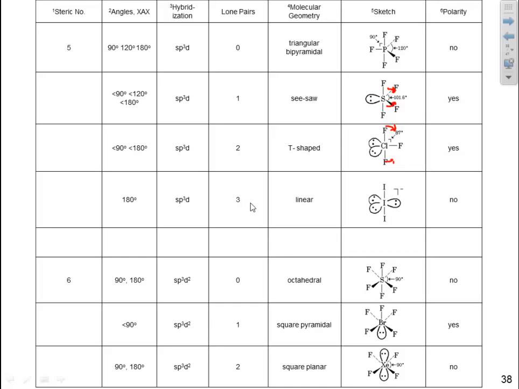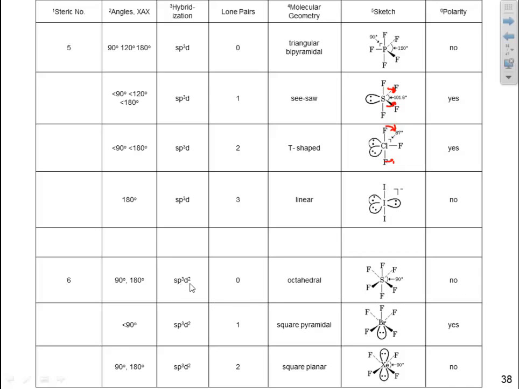What if you have three lone pairs? Well, that's all on the equatorial, so all you have is your axial at the top and bottom in this particular case. So then sp3d hybridization, so it's going to be nonpolar. Everything cancels out. Steric number 6, it's octahedral, so you have 4 atoms in the equatorial and 1 in the axial at the top and bottom. Everything cancels out, nonpolar.